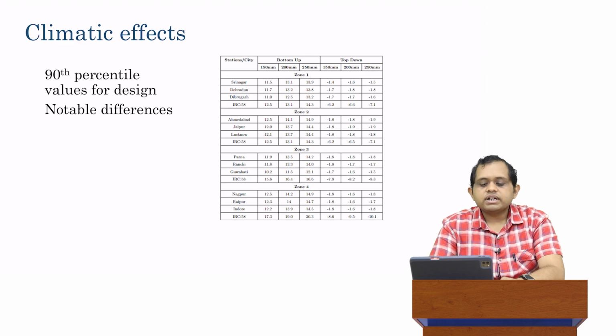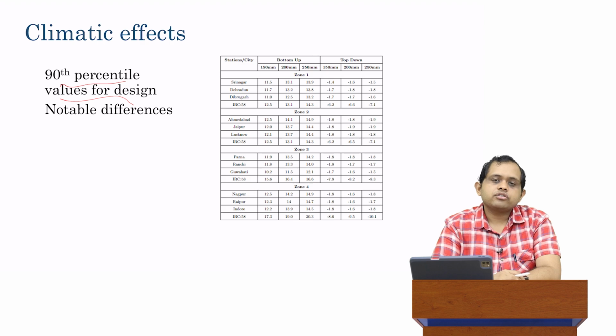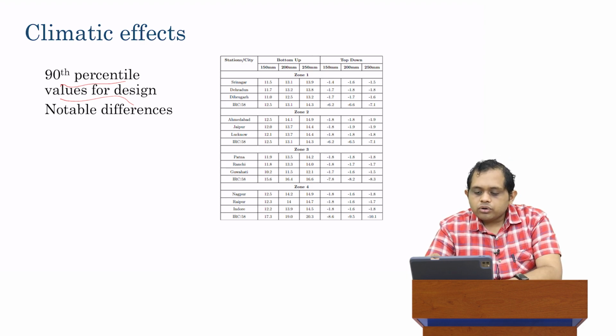And then we took the 90th percentile value. Following the IRC philosophy, if we had to use a single value for design, we should probably use a relatively high value to be conservative. So we picked the 90th percentile value. If I pick zone 2 for a second, for bottom-up cracking the IRC 58 recommended value is 12.5, and the values we got for zone 2 are in the same range for 150 mm: 12.5, 12.0, 12.1, relatively close to 12.5.